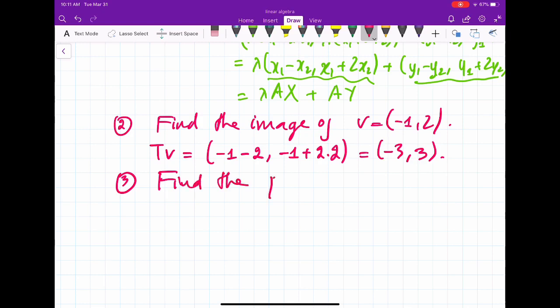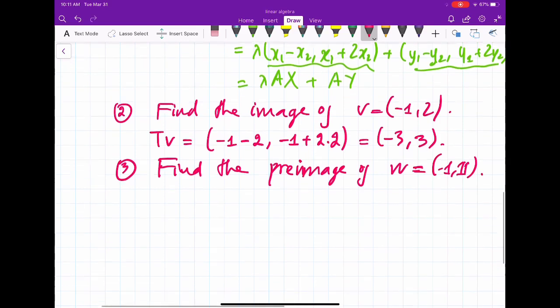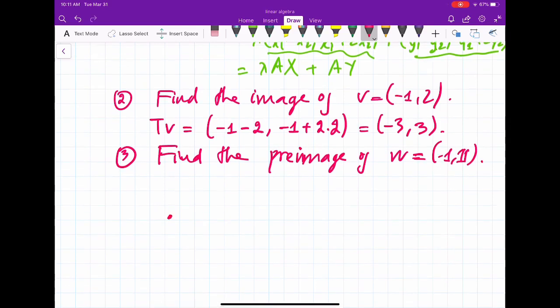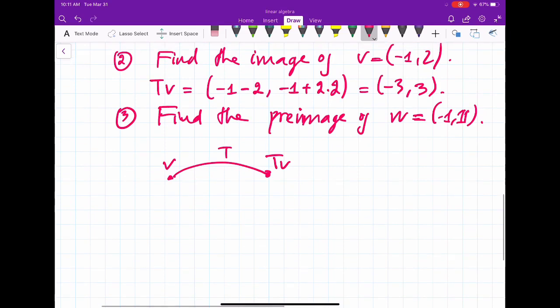Find the pre-image of W equal to -1 and then 11. What does it mean? That means, if you have a point right here, for example, via T, you can find TV. And now you apply the inverse. You have W in here. They ask you to find the pre-image of W.